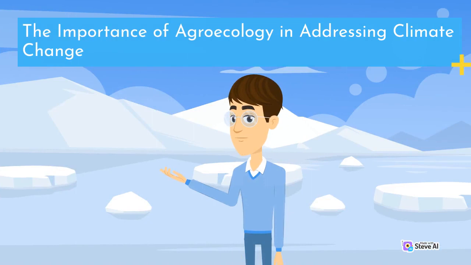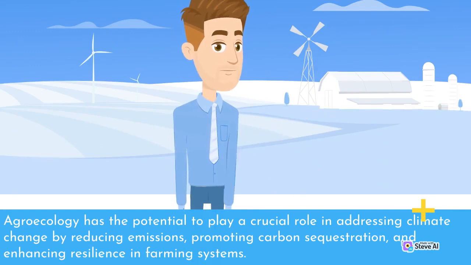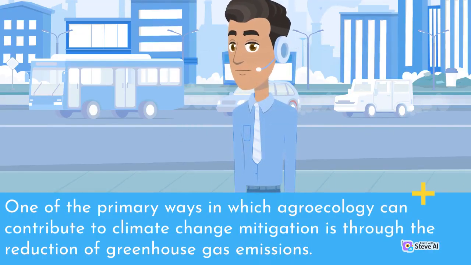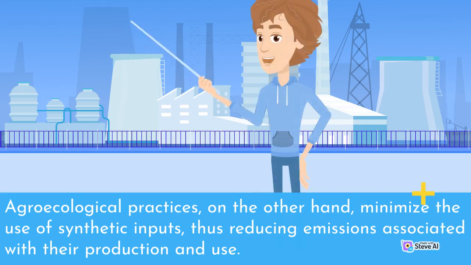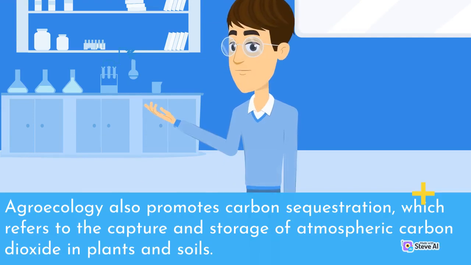The importance of agroecology in addressing climate change. Agroecology has the potential to play a crucial role in addressing climate change by reducing emissions, promoting carbon sequestration, and enhancing resilience in farming systems. One of the primary ways in which agroecology can contribute to climate change mitigation is through the reduction of greenhouse gas emissions. Agroecological practices, on the other hand, minimize the use of synthetic inputs, thus reducing emissions associated with their production and use. Agroecology also promotes carbon sequestration, which refers to the capture and storage of atmospheric carbon dioxide in plants and soils.